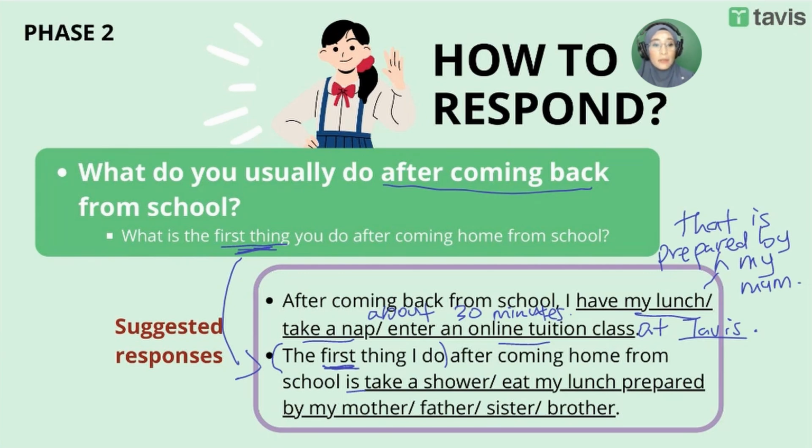Now this one, if you see slashes here, this is considered "or". Okay, so it's either one. Either you want to say take a shower, or you want to say I eat my lunch prepared by my mother, or prepared by my father or sister or brother, or you go to Pak Ali's restaurant to grab lunch, something like that, right?